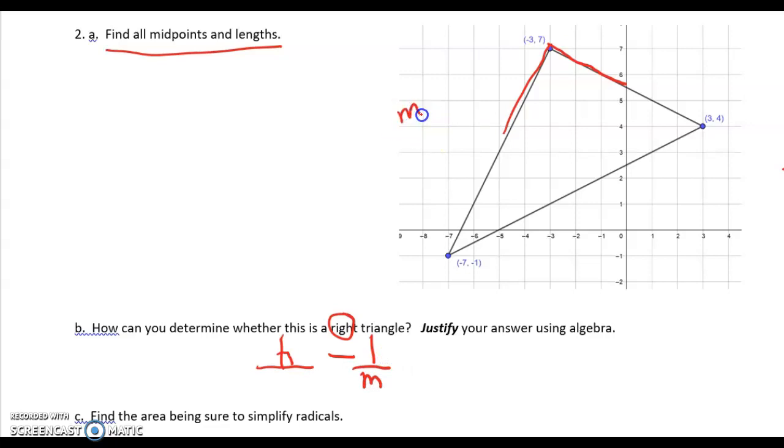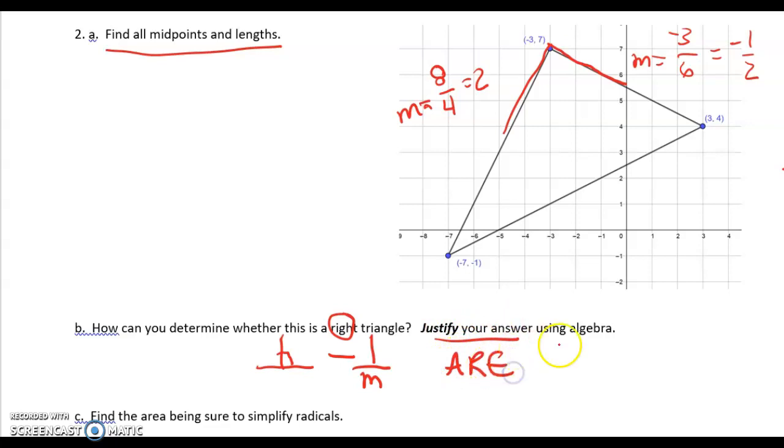So let's look at the slope for this line. Change in y is up 8. Change in x is up 4. The slope is 2. Let's look at the slope over here. Change in y is down 3. Change in x is up 6. It's -1/2. Oh, yes, indeed. They are perpendicular. So this is a right triangle.